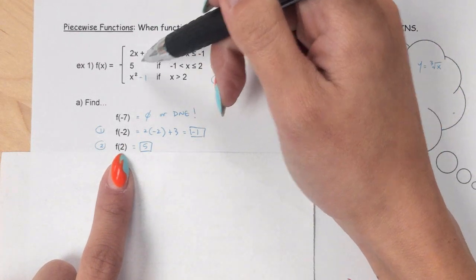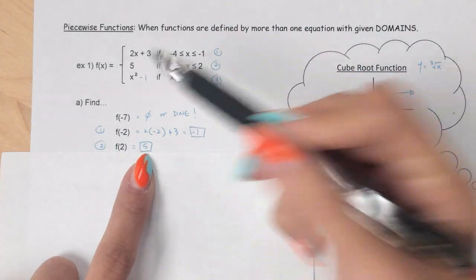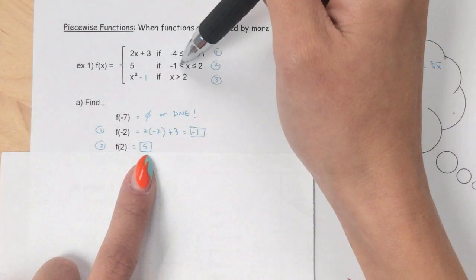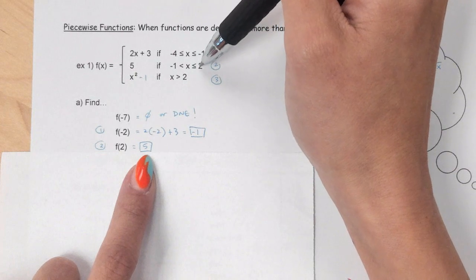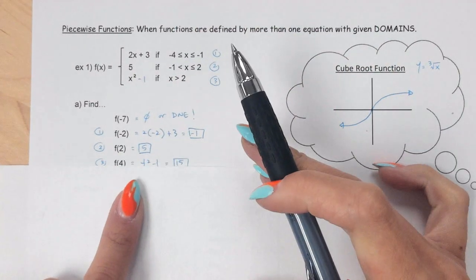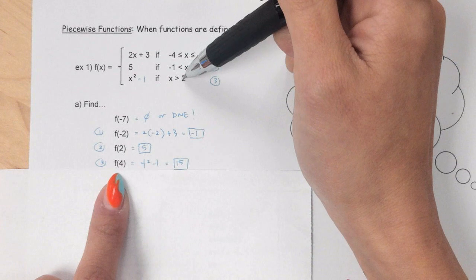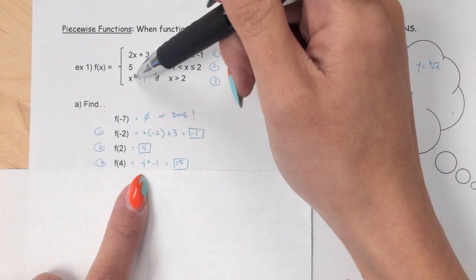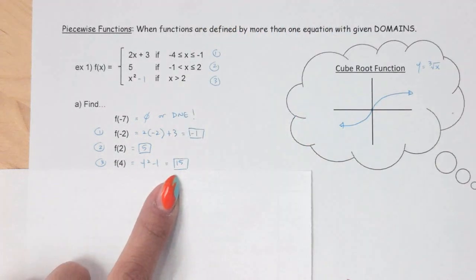So then you plug it in, and then there's nothing to plug in. Oh, so your answer is 5. Okay, so any number between -1 and 2, inclusive of 2, is going to be 5. All right. And then 4, where's 4? 4 is to the right of 2, so I plug it into here. 4 squared minus 1 is 16 minus 1, which is 15.